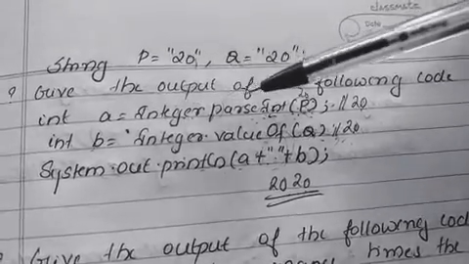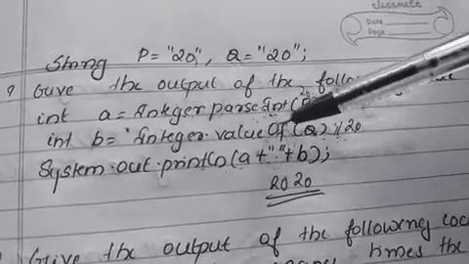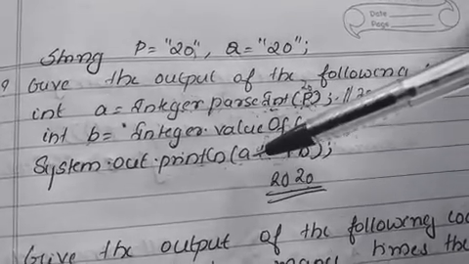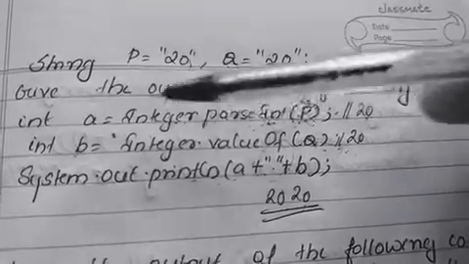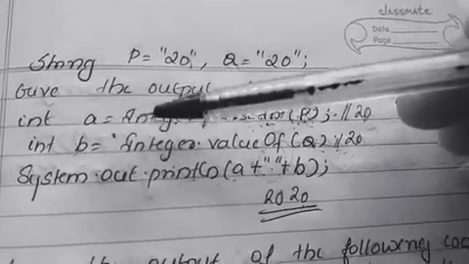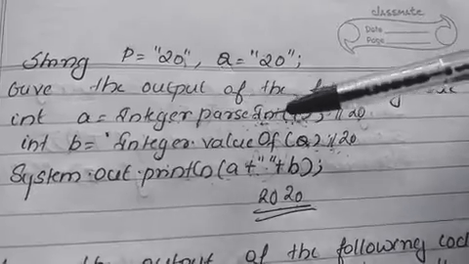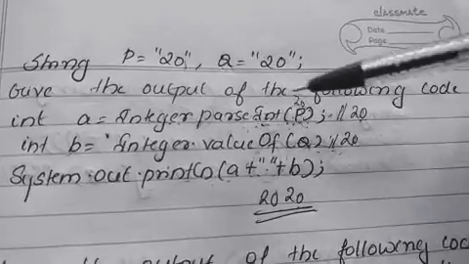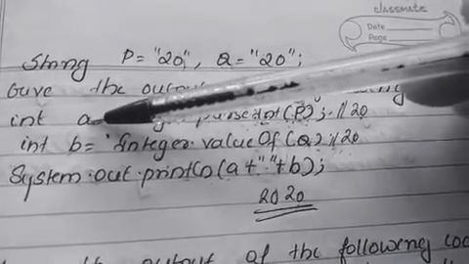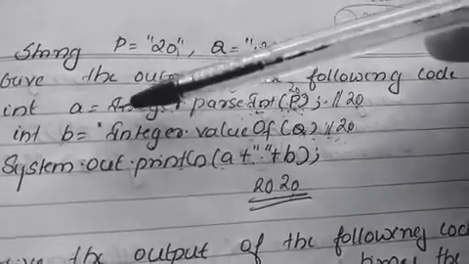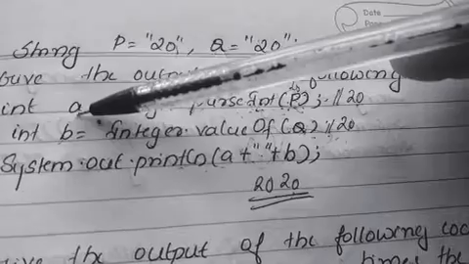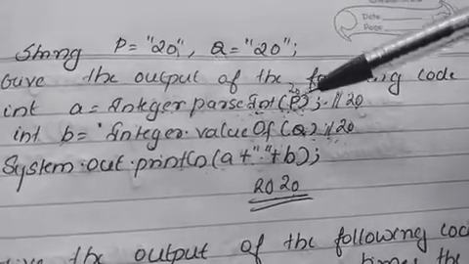int a equal Integer.parseInt(p), int b equal Integer.valueOf(q), System.out.println(a plus b). So first we want to find the value of this one. int a equal Integer.parseInt(p). Here a is a variable with data type int. So what is the value we pass to a? Integer.parseInt(p).